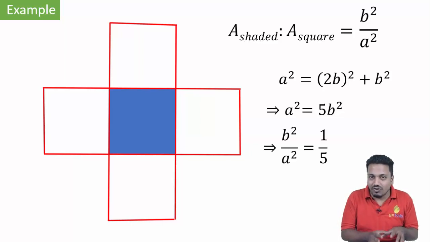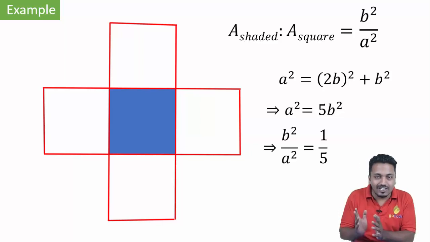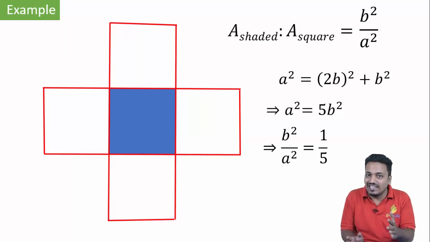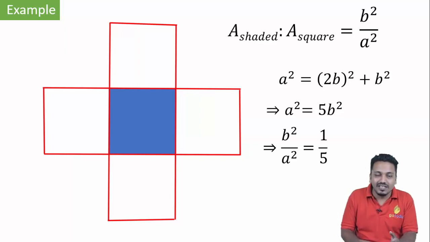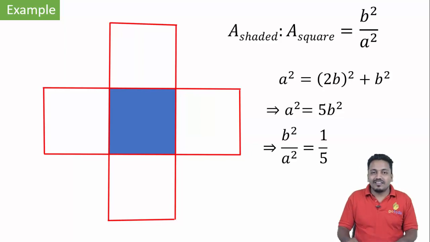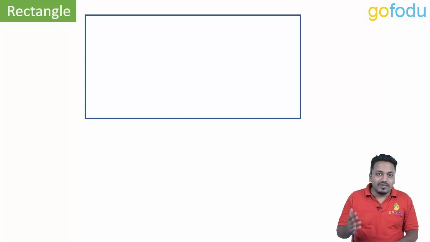Now this observation was on a little tougher side and it requires further proof that all these squares are congruent. So I will leave you to it. And let's move on to the next figure, rectangles.